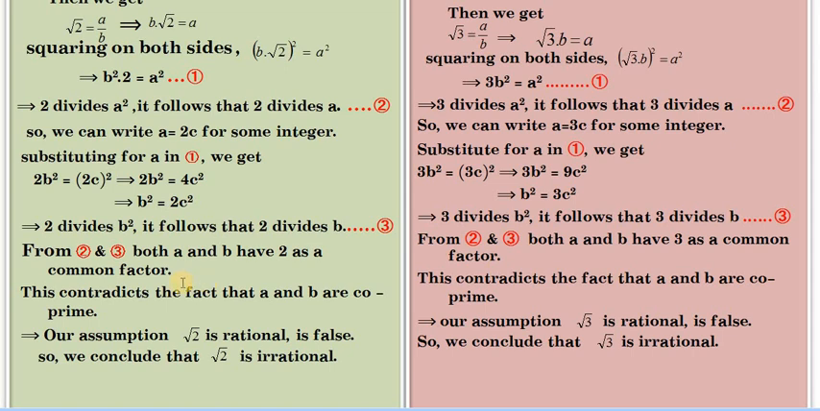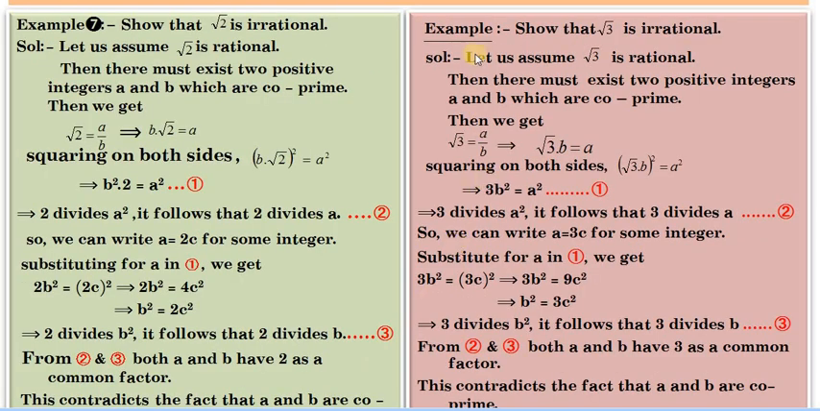So why did we get this contradiction? Because our assumption, we took it as root 2 is rational. By taking that, we are getting a false statement. So that assumption is false. So if root 2 is rational is false, then what should root 2 be? It should be an irrational number. So we conclude that root 2 is irrational.